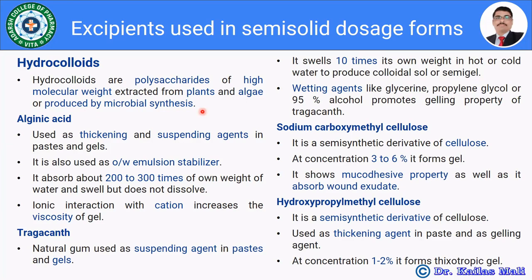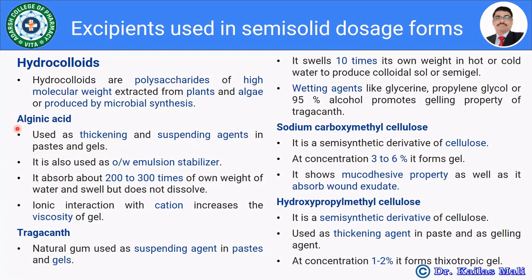So to prepare gels, generally we are using the hydrocolloid. For the preparation of gel, it is possible to use organic material as well as inorganic material. In the case of organic material, generally we are using the polymers, that is a hydrocolloid. So the very first one is the alginic acid. It is used as a thickening and suspending agent in pastes and gels.